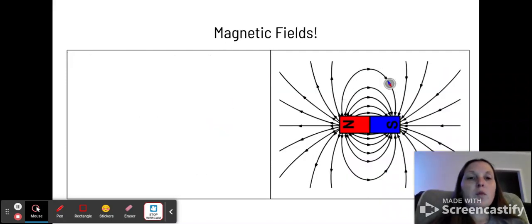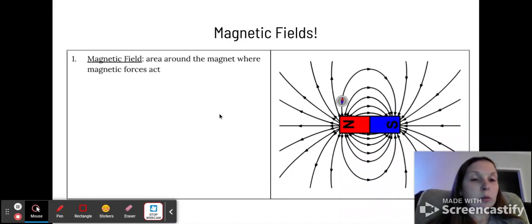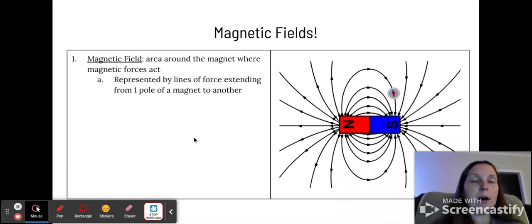So now that we know what a magnet is, let's talk about what they do, which is create magnetic fields. So this is the area around a magnet where the magnetic forces act. So you can see we have a north and a south here, and we have these lines that show the flow of the magnetic field from one pole to the other. So the magnetic field is flowing from north to south based on the direction these arrows are pointing. So they are represented by lines of force extending from one pole of the magnet to the other.